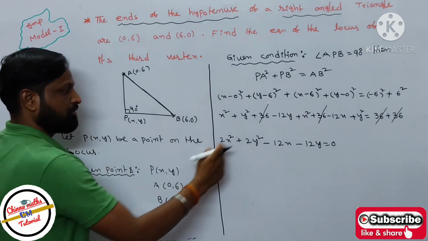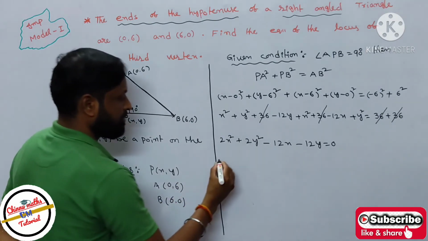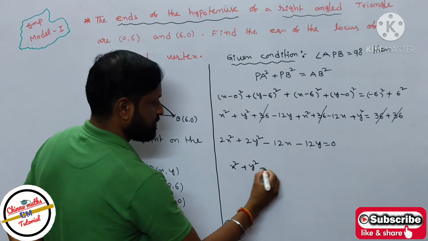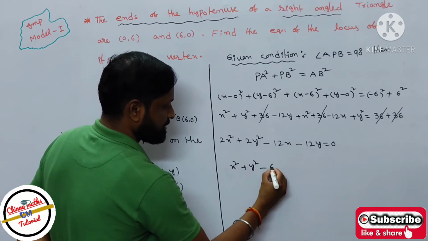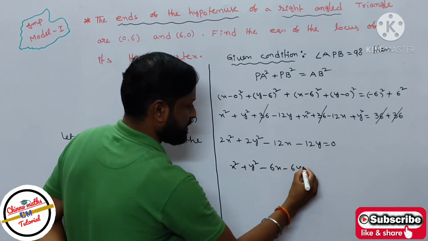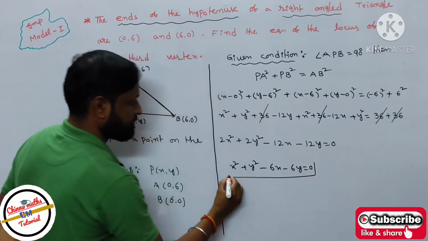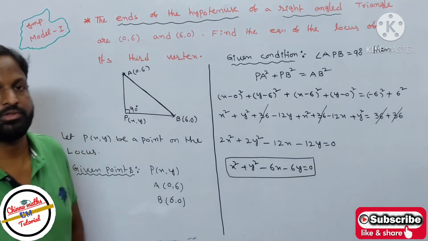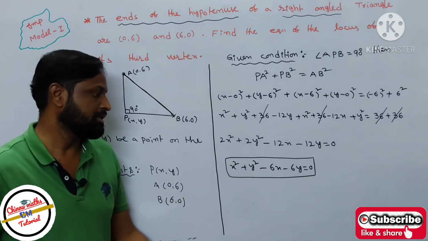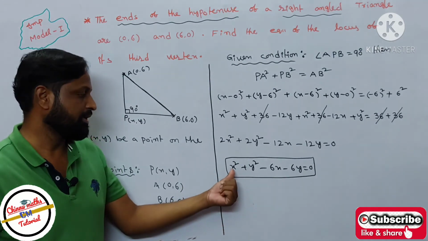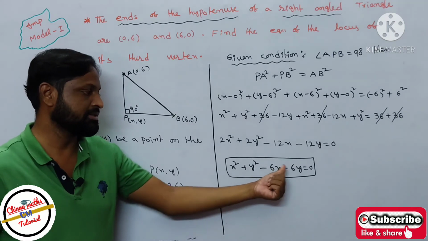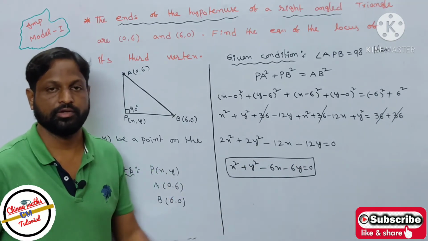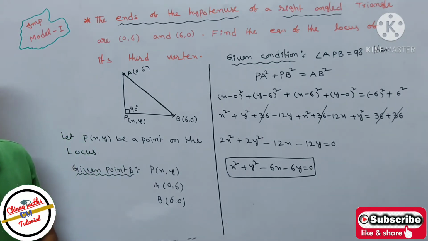Next, you can observe the common factor: 2 is the common factor. So directly you write x square plus y square minus 6x minus 6y equals 0. It is our required equation of the locus. Why? Because in that equation there are no square roots, it is free from radicals. So that is why x square plus y square minus 6x minus 6y equals 0 is the required equation of the locus.